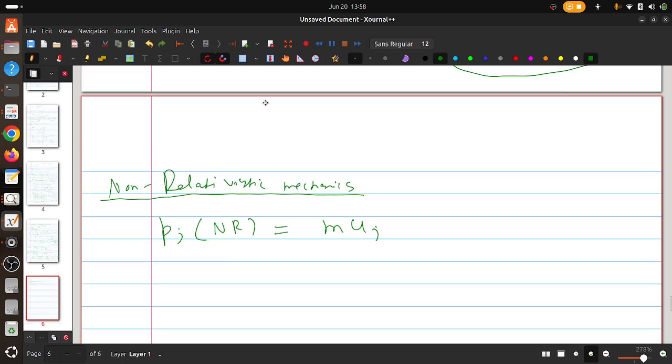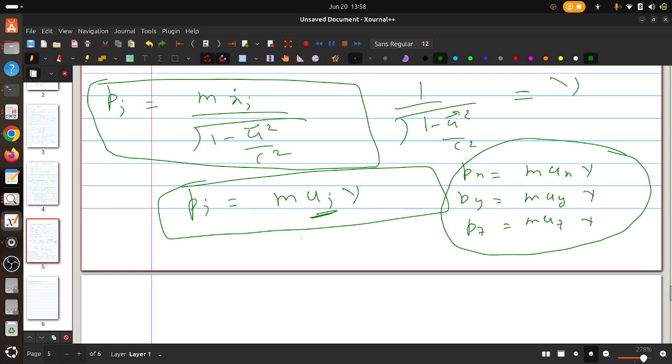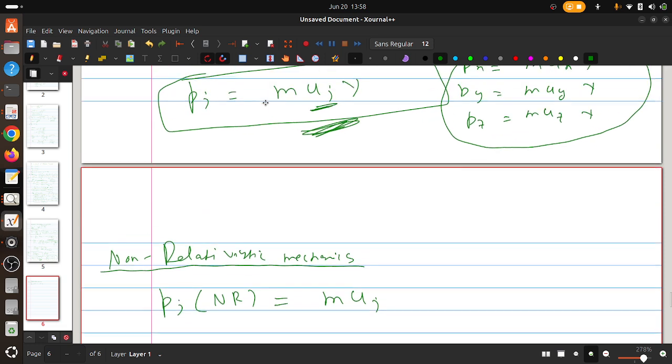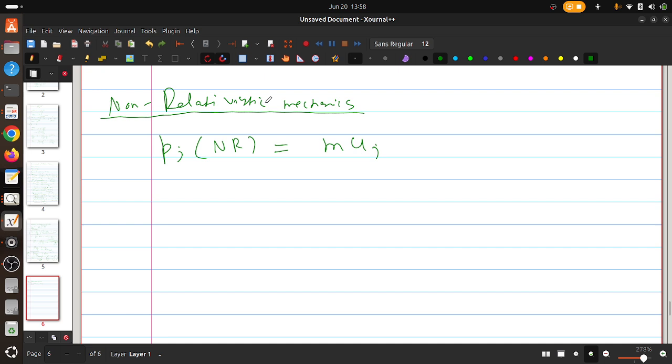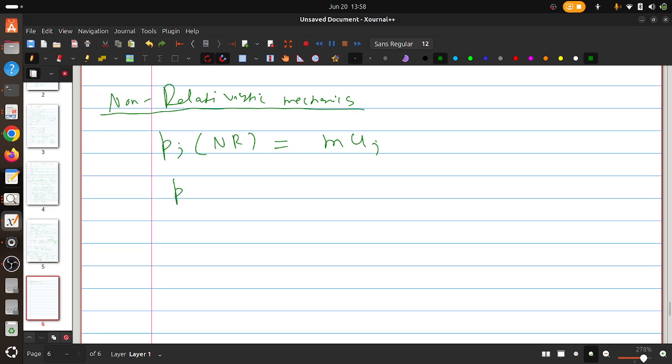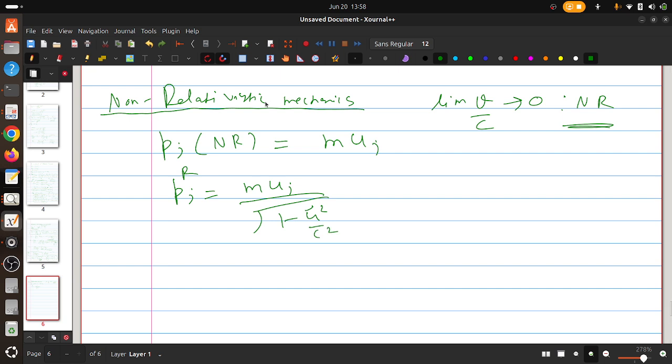So can we see whether this thing reduces to our quantity of interest? Because that is the actual test for everything we derive in relativity. Under the limit of v by c going to 0, these things should hold, right? This should go to the non-relativistic regime. That is our greatest test. So Pj in relativity is m uj upon under root 1 minus u square by c square, right?